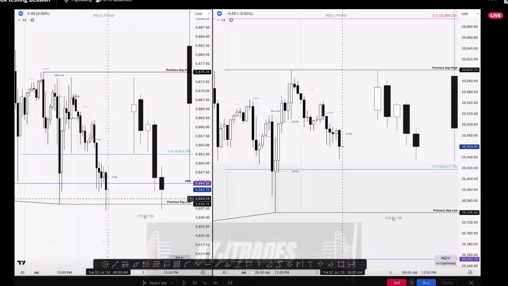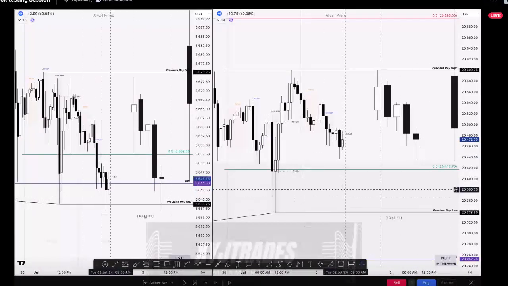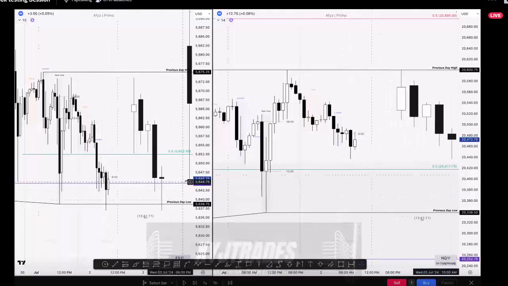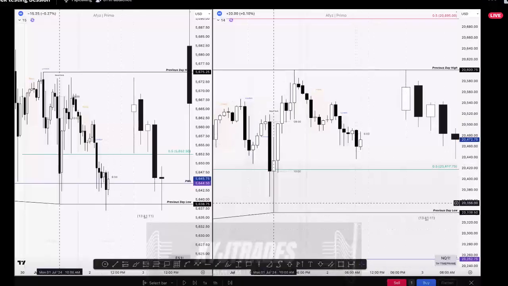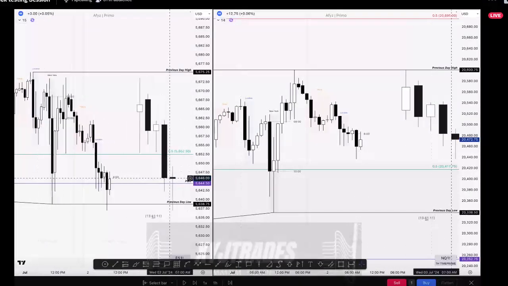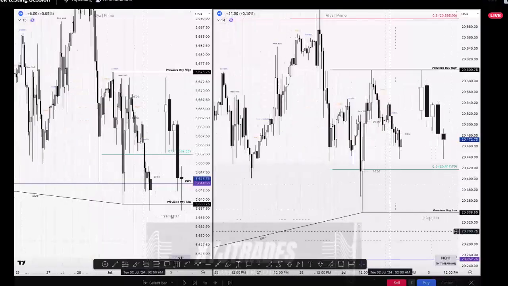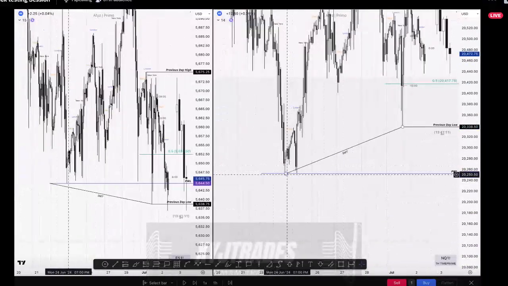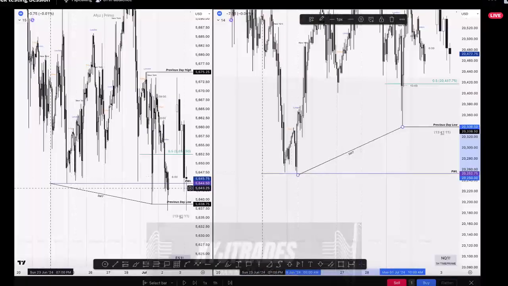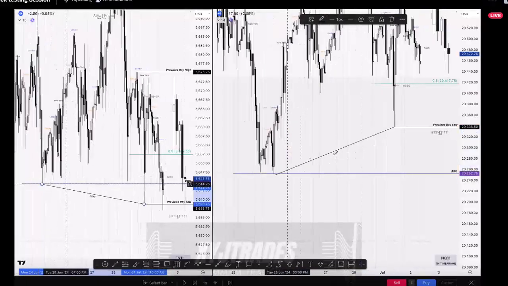Okay, let's see. 8 a.m. Okay. No sweep at 8 a.m. The sweep was at 7 a.m. Nothing to do at 8 a.m. Just wait. So again, what we're looking for is previous day high, and we have an SMT forming at the previous day low and the previous week low now. So we have higher time frame SMT forming on these indices at two higher time frame levels.